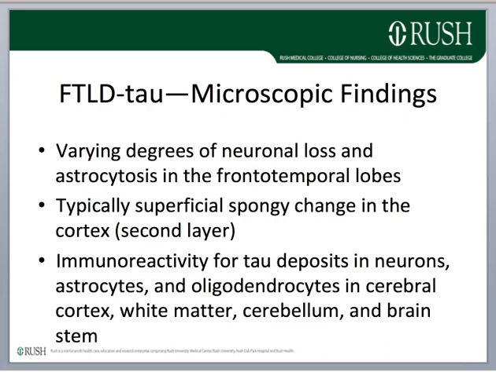Generally, FTLD tau shows varying degrees of neuronal loss and astrocytosis in the frontal and temporal lobes, as well as in the hippocampus, amygdala, and subiculum. Typically, superficial spongy change in the affected neocortex is evident, usually in the second neocortical layer. Tau deposits are found in neurons, astrocytes, and oligodendrocytes. Their morphology, cellular and regional location, and density vary with the specific mutation involved. They may be found in the cerebral cortex, white matter, cerebellum, and brain stem.